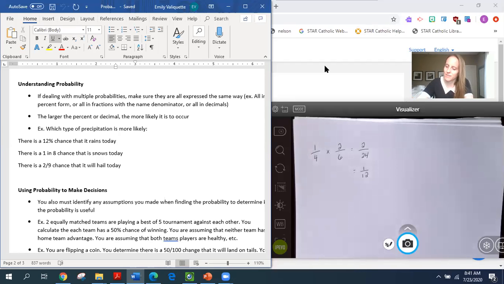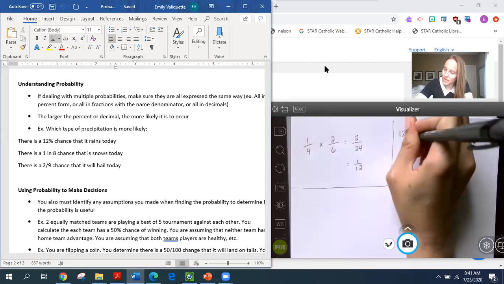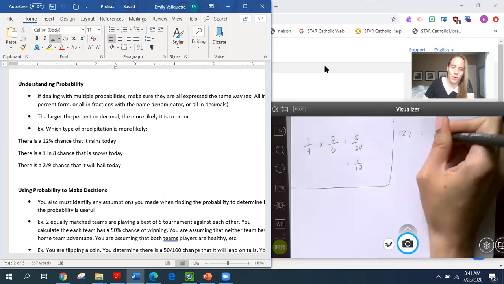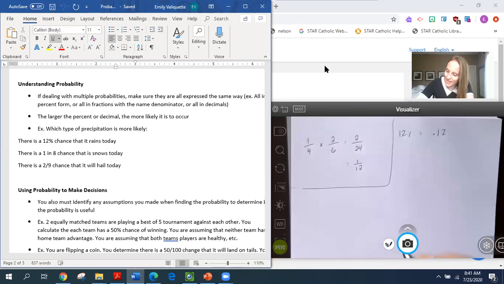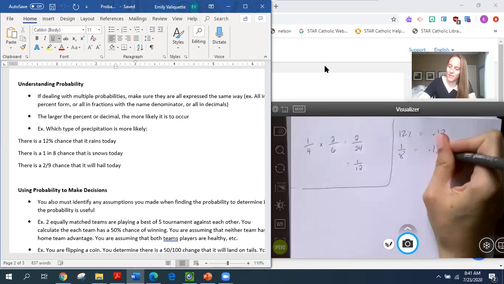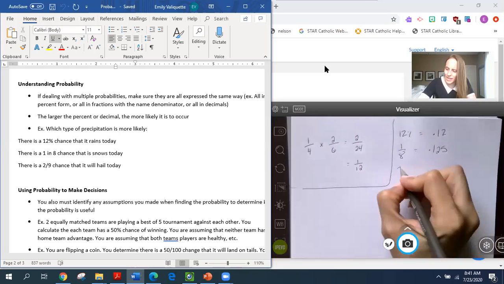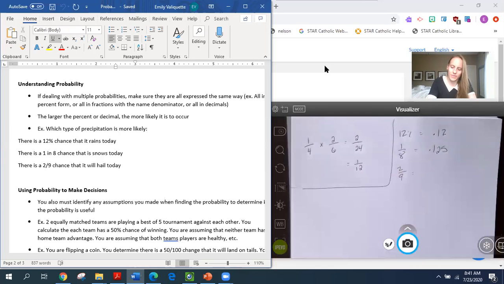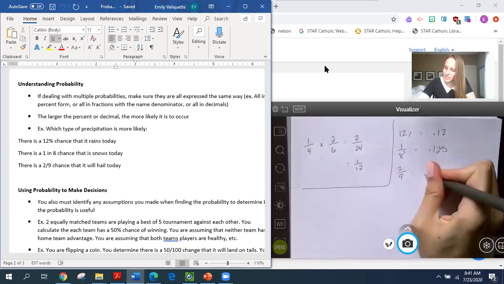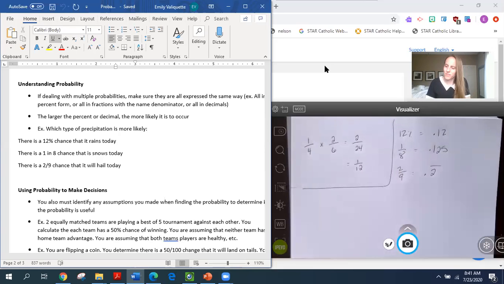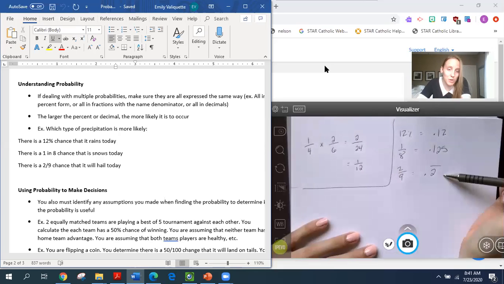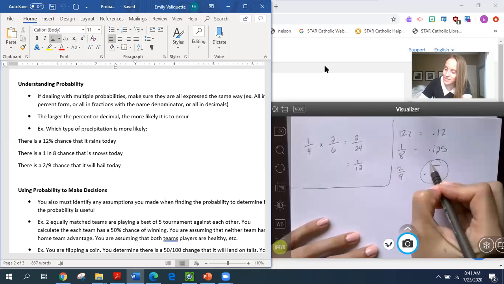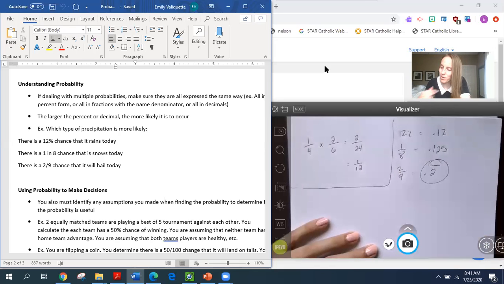So 12%, which I could also write as 0.12, and then 1 in 8, if I just do 1 divided by 8, I get 0.125, and then 2 in 9, 2 divided by 9 is 0.2 repeating. So now it's very easy to compare these values to see which one is the most likely. Obviously, it is the 0.2 repeating.